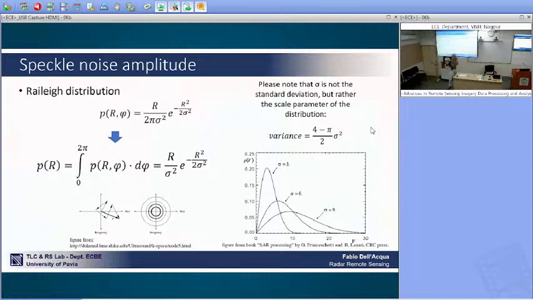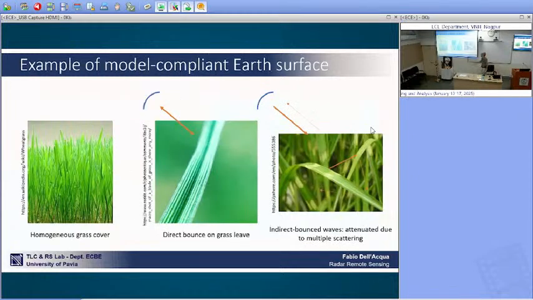What am I talking about here? I'm talking about something like this. So what are the individual reflectors? If you imagine, for example, a homogeneous grass cover, one blade of grass is an individual reflector. There are many, each of them giving its own response, okay? And they will combine into this sort of random response.